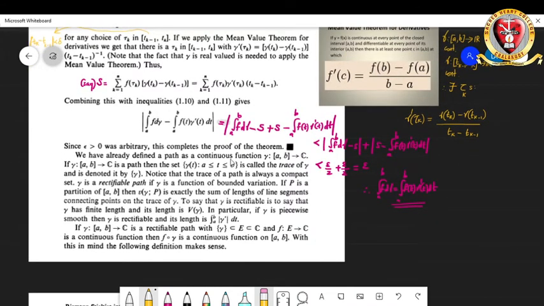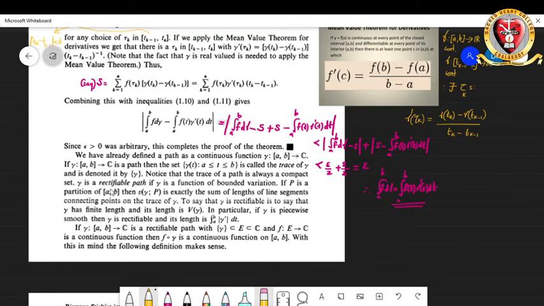And we know that a path is a continuous function from the closed interval [a,b] to C. So if γ from the closed interval [a,b] to C is a path, then we say that γ(t), when t is varying from a to b, is called the trace of γ. That means the points γ takes inside C is called the trace of γ and is usually denoted by the set γ, and it is a compact set.